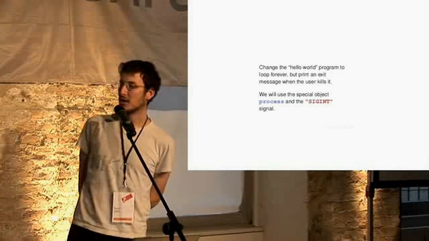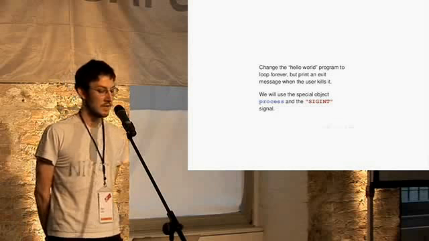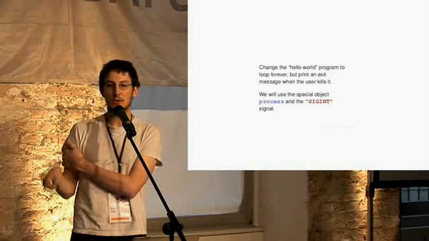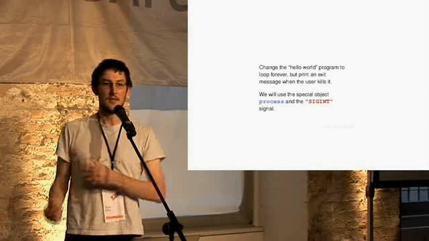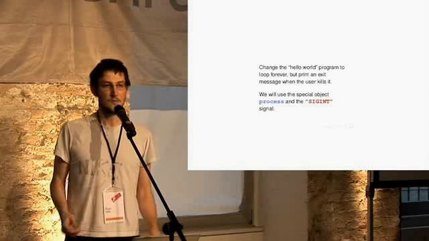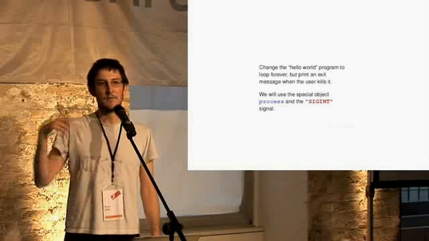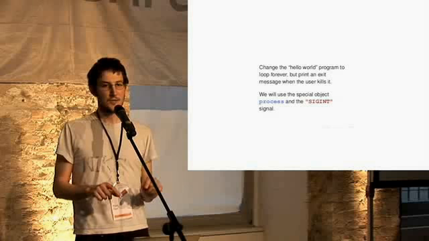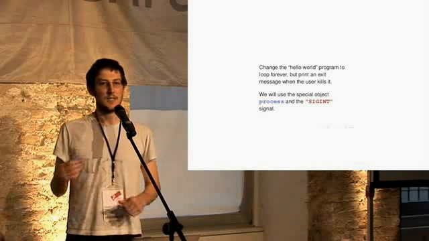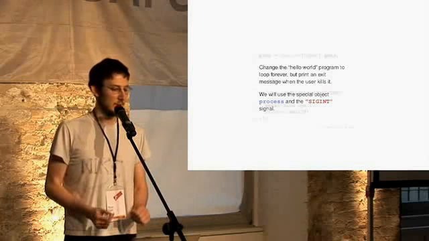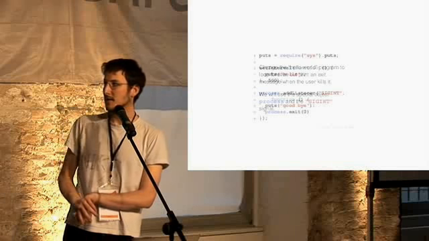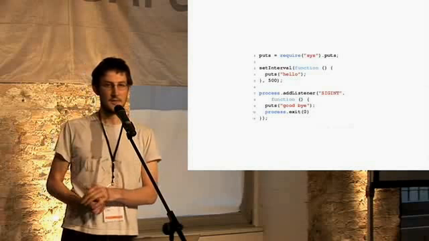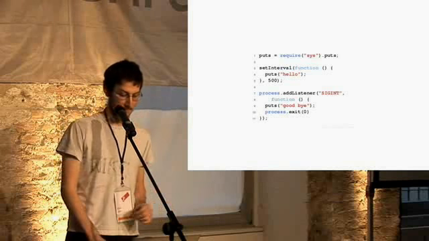Okay, so now we're going to change the hello world program. What we'll do this time is we're going to go in a loop. So we're going to use the setInterval function. And we're going to loop forever and print out a message. And then what we want, when the user kills it, when they hit Control-C, is that it prints out a message and then exits. And this is to demonstrate the special process object in Node and how you set a signal handler for the interrupt signal, the SIGINT.